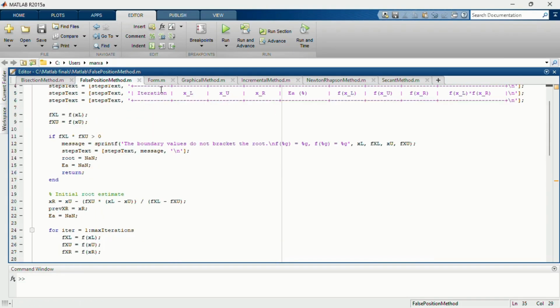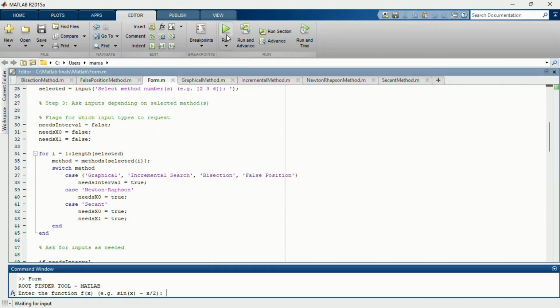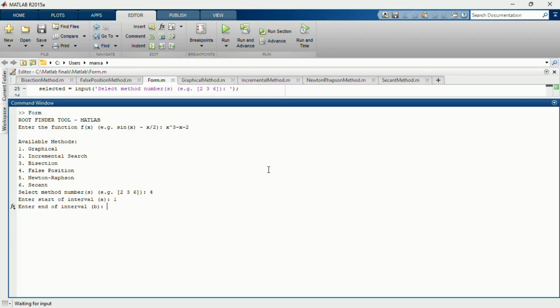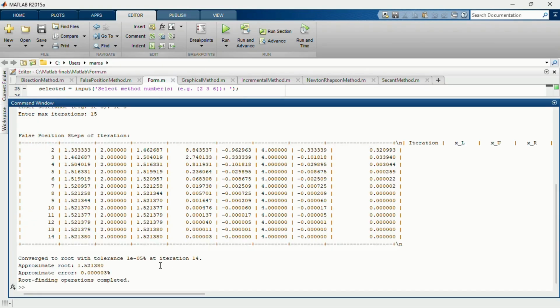So let's run the false position method, starting with the simple equation of x cubed minus x minus 4, with 1, 2, say 15. To see, here's the iteration table, the approximate root.